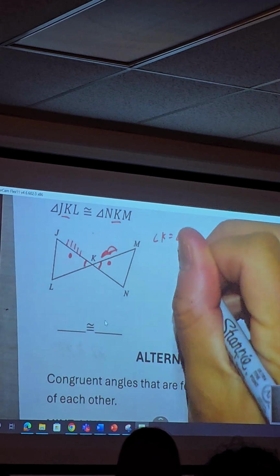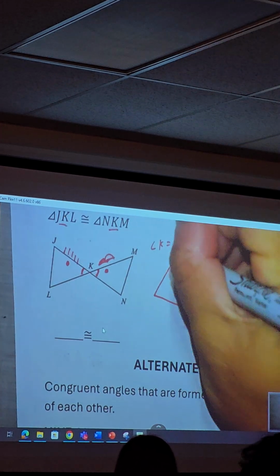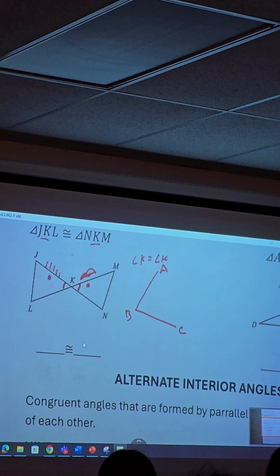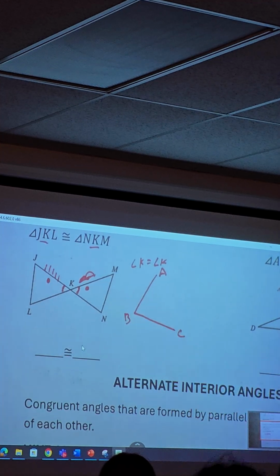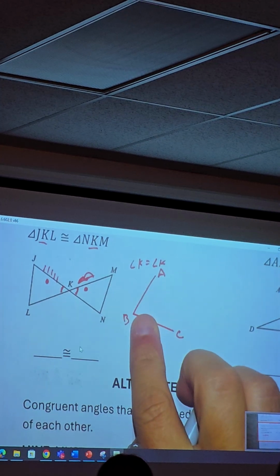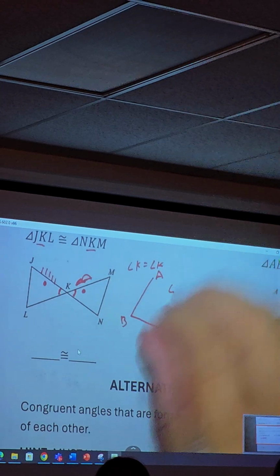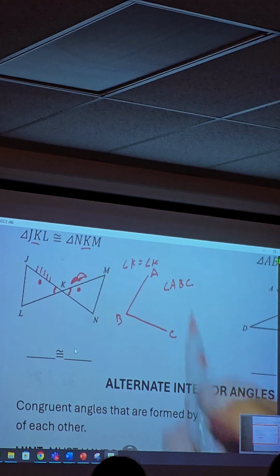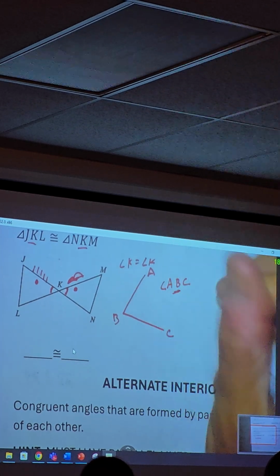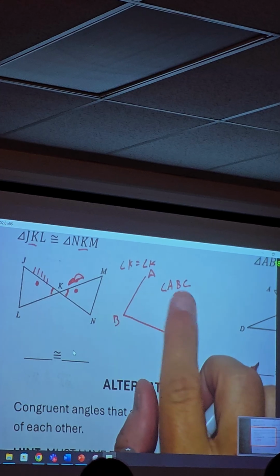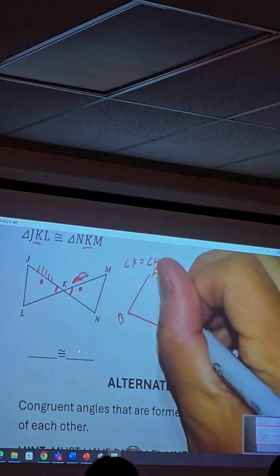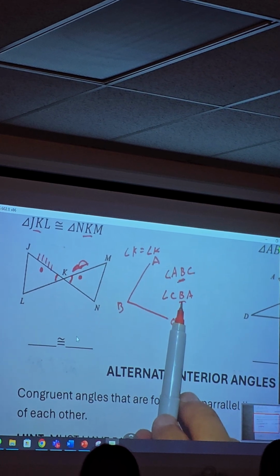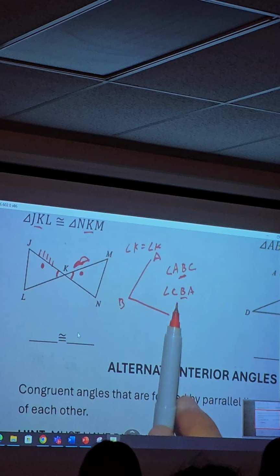For example, I'm going to draw a random angle over here. Here's A, here's B, and here's C. Where is my angle going to be, at letter A, B, or C? B. Okay, so my angle is at the B, because it's the middle letter. So when I name this angle, I don't call it angle B, I call it angle ABC. Whatever letter the angle is formed at needs to be in the middle. You could have also called this angle CBA. As long as your angle is in the middle between the two letters, you're good.